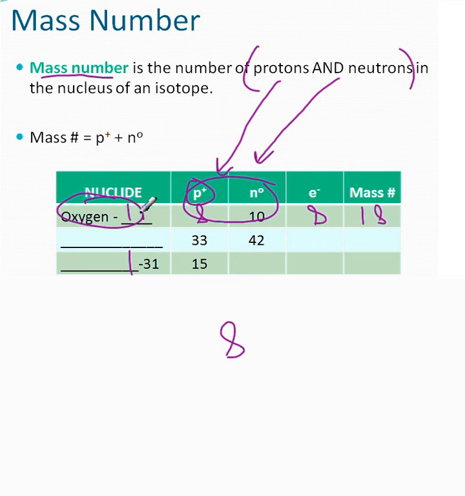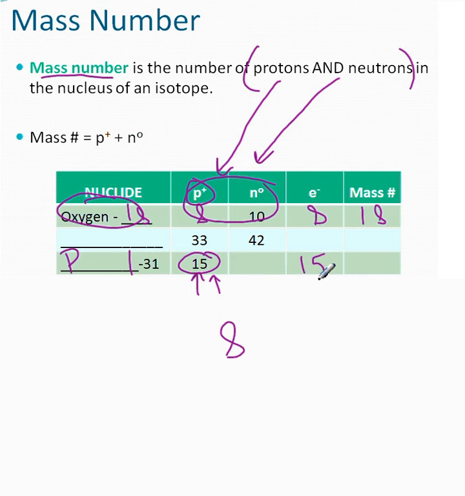So that's basically how you approach it. If you look at the bottom one here, because the number of protons allows me to identify the element. 15 protons, you're going to deal with phosphorus. Since I know it's phosphorus, I know 15 protons, 15 electrons.